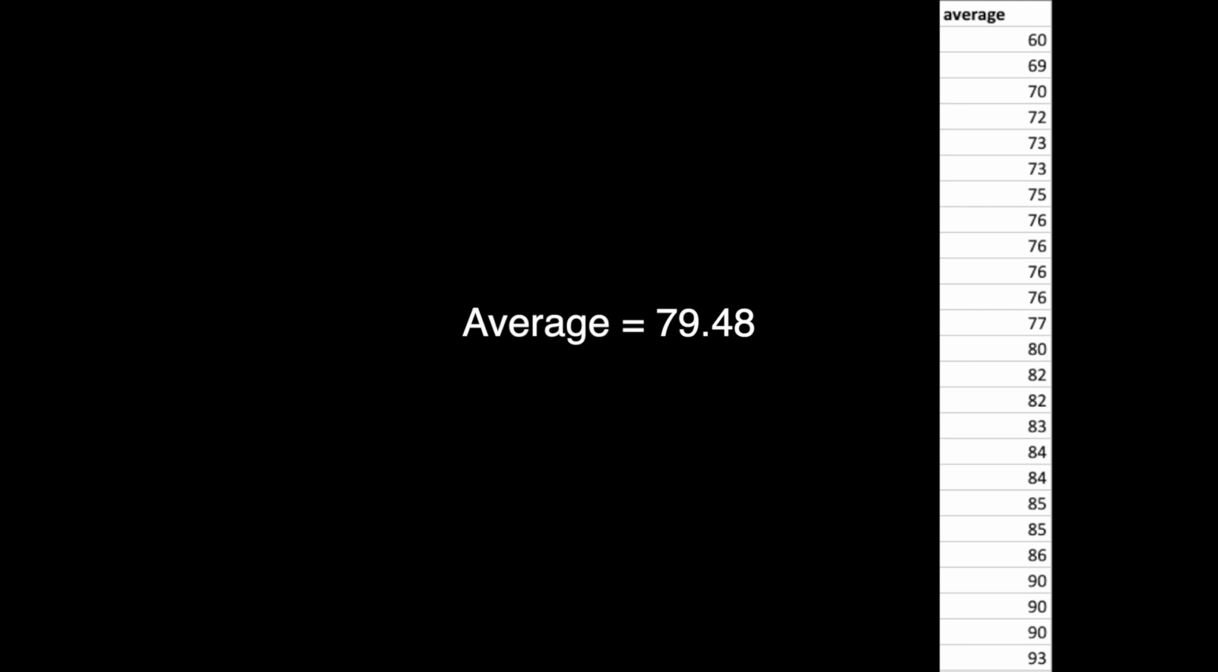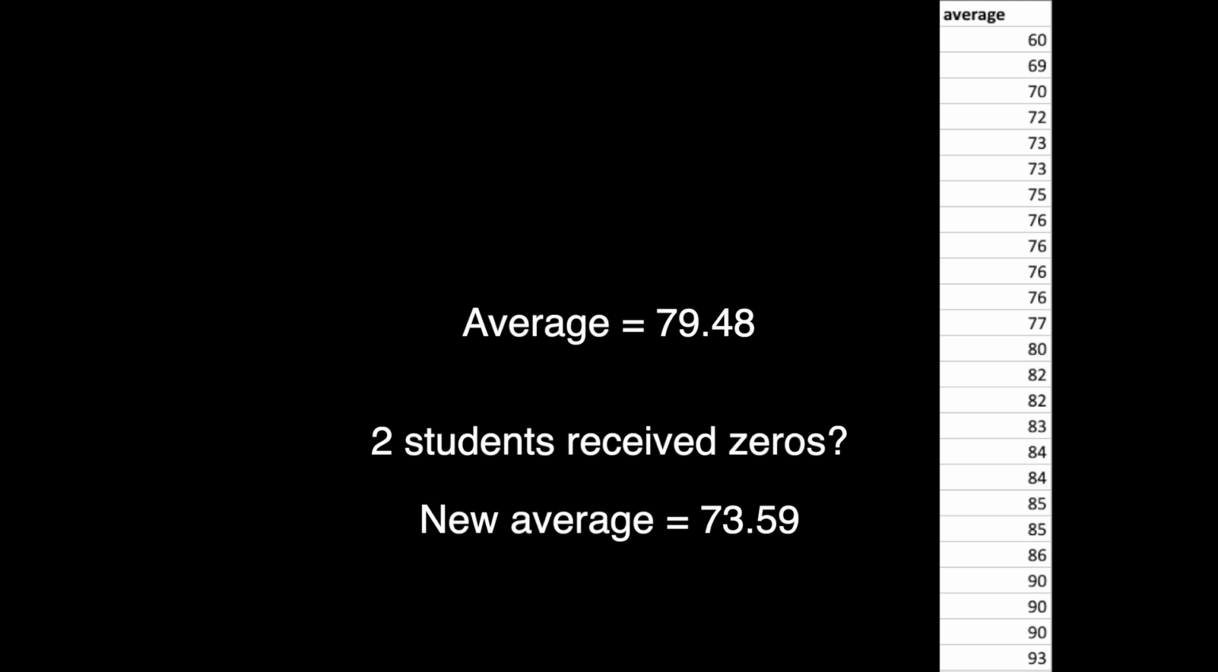Finally, let's look at the effect of outliers. Suppose that in addition to our 25 students who completed the class, we had 2 students who received zeros. If we had those 2 zeros, which are pretty far away from the rest of our observations, we had a new average of 73.59. This underrepresents the performance of the class by including those outliers.